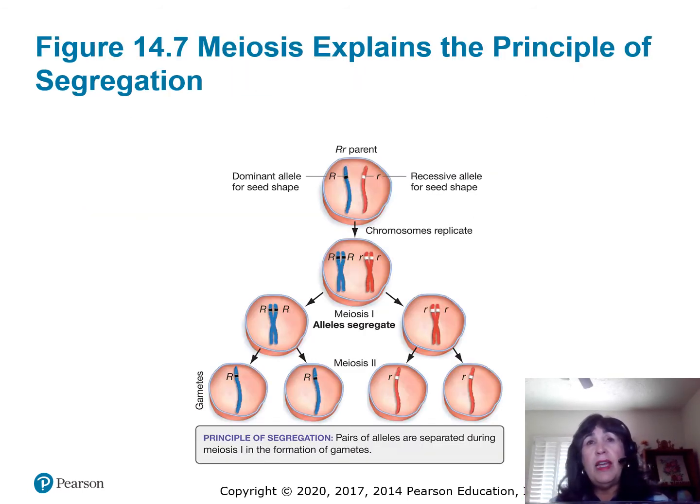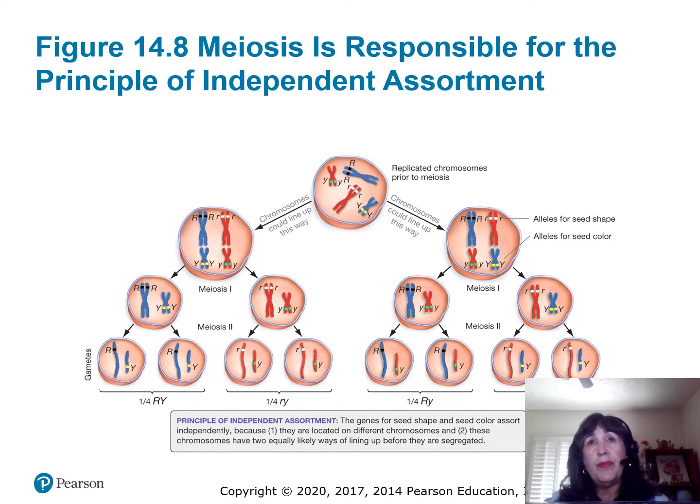So here they're looking at different traits and seeing how they segregate depending on where you see them. This is known as the principle of segregation. Pairs of alleles are separated during meiosis 1 in the formation of gametes. So it depends on how they line up during metaphase 1. So this is critically important. It shows you exactly why we have this probability of a 1 to 2 to 1 ratio, depending on how the chromosomes actually separate.